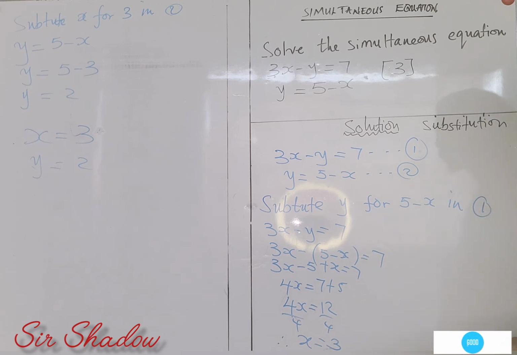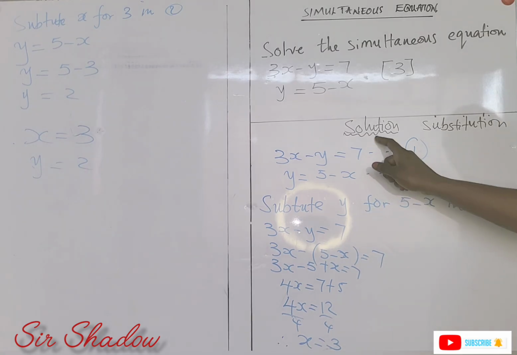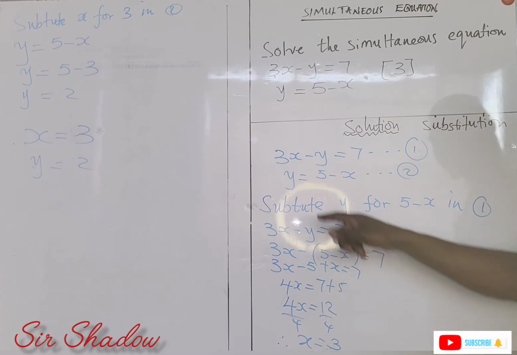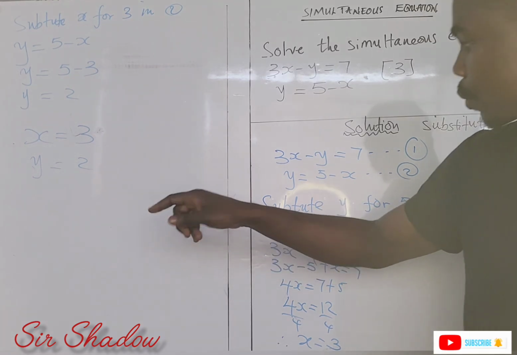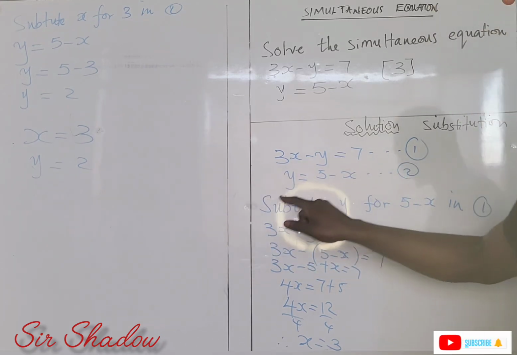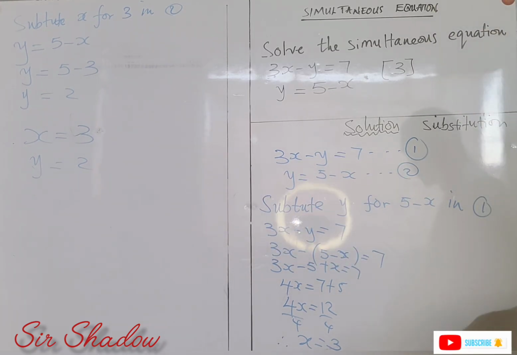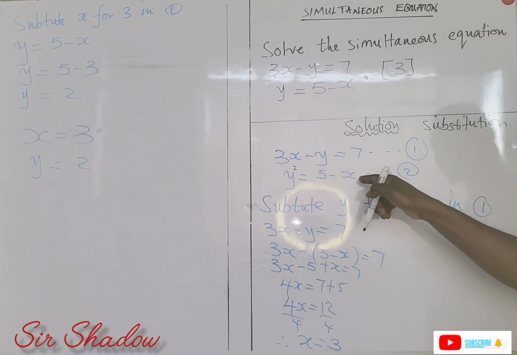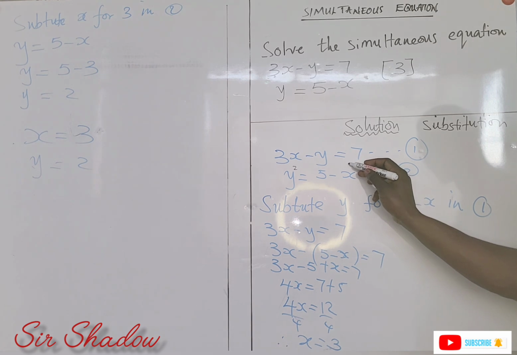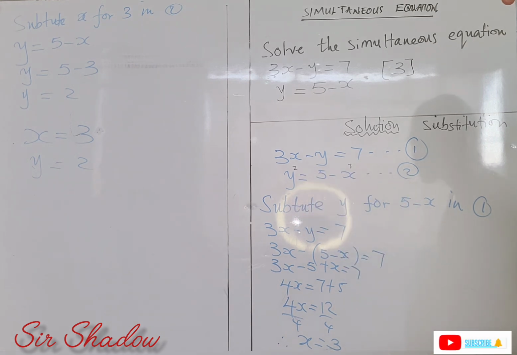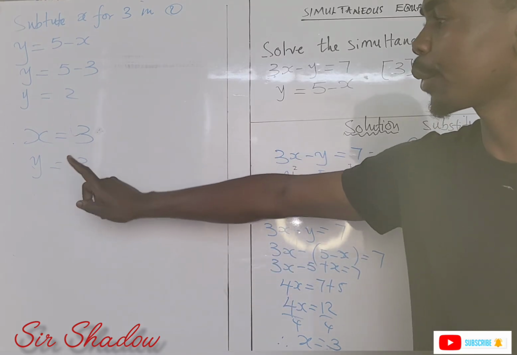Like I said in the lesson on elimination, you can prove whether these values are correct. You substitute in either equation number 1 or equation number 2 to check if the left hand side is equal to the right hand side. Let me use equation number 2, the easiest one. Here y is 2, so here we have 2. I want to prove that. Then the value of x is 3. Remember 5 minus 3 is 2. 2 is equal to 2. Left hand side is equal to right hand side. Hence, x is correct, and y is also correct.